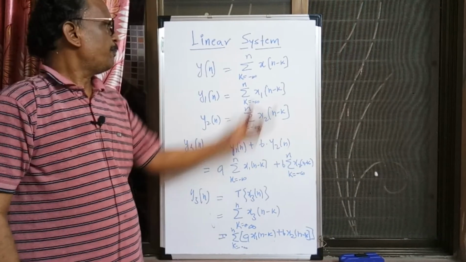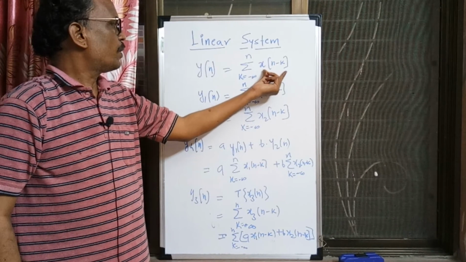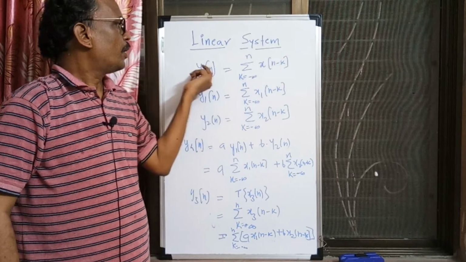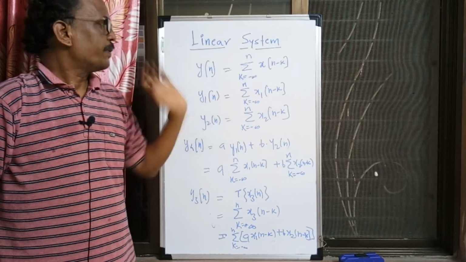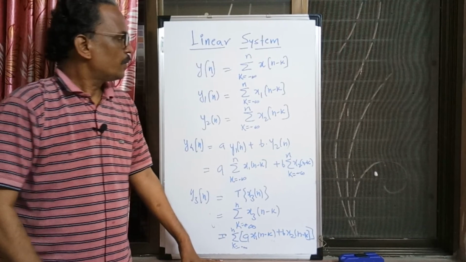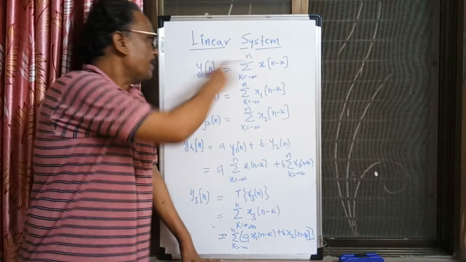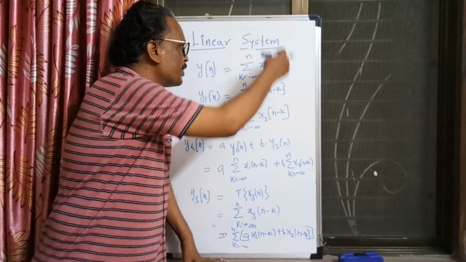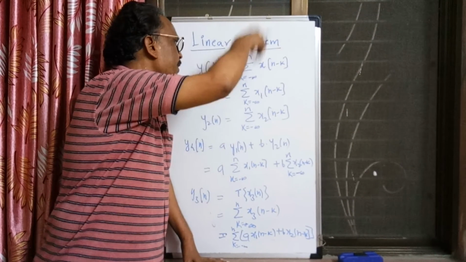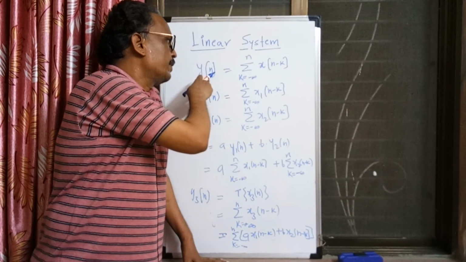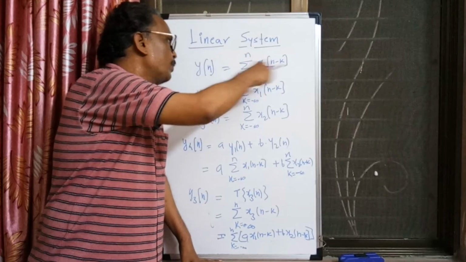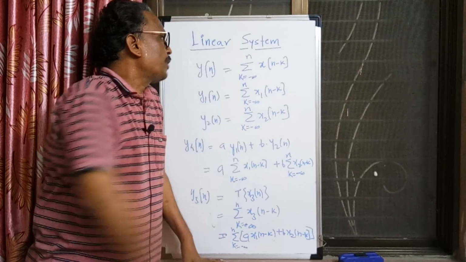Here, if the input is 0, meaning x[n minus k] is 0 for all n minus k, the output is 0. That way it is a candidate for a linear system. This is an accumulator system. It adds all samples up to the present sample and stores the sum in y[n], like an accumulator adding the new sample to the previous result.